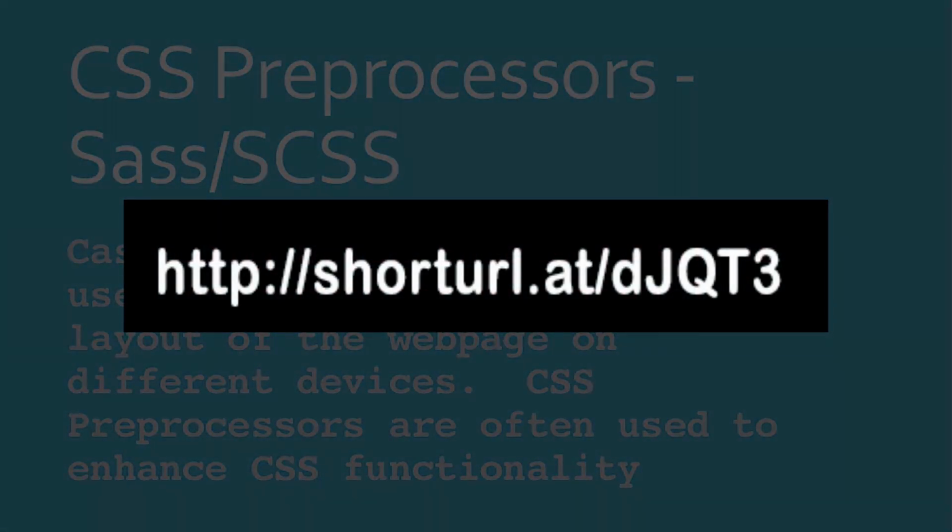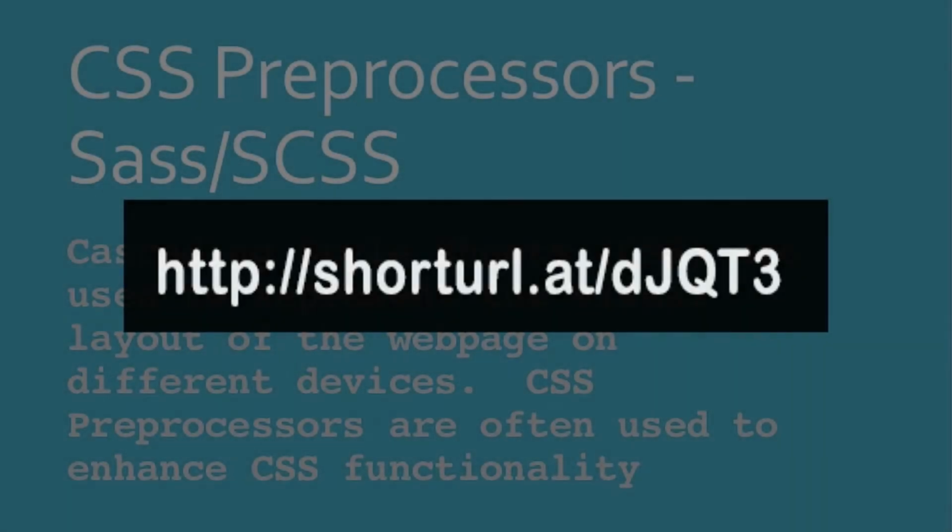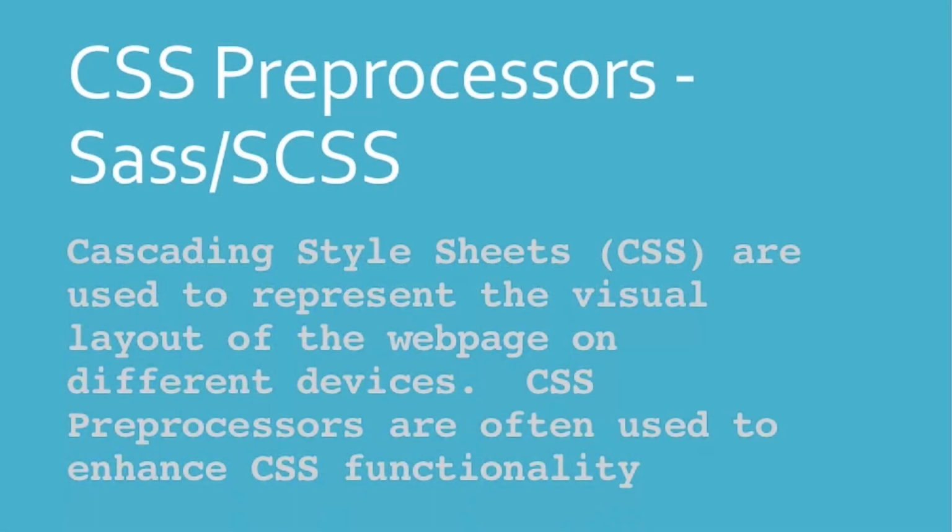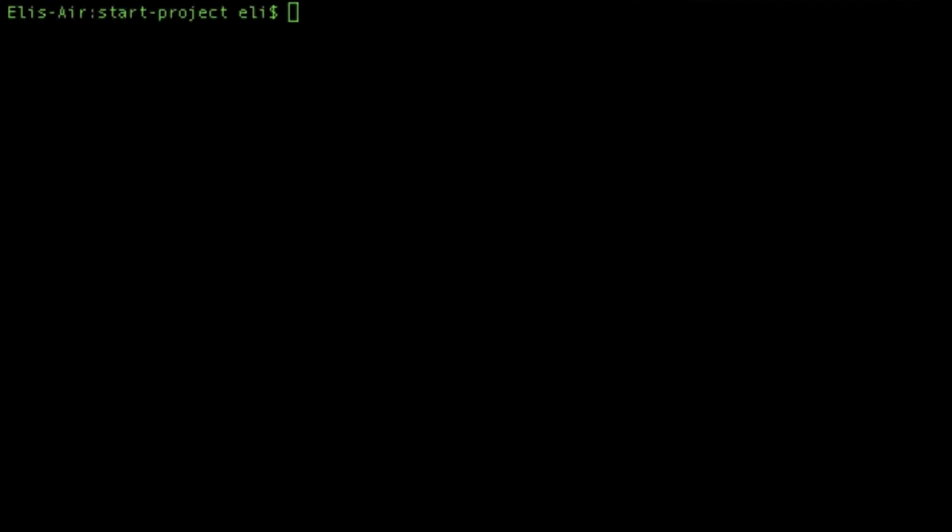We will be learning more about CSS and Sass later in this course, but for now, we're going to install it with Yarn. To install Sass, we need to add node-sass into our project. So first, navigate into your project. For me, my project is on the desktop, and it's called Start Project.